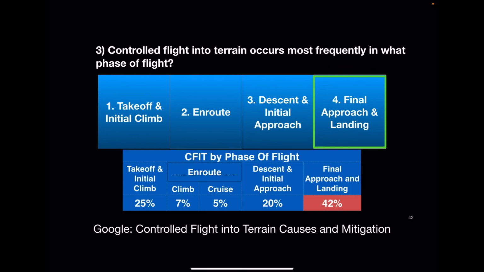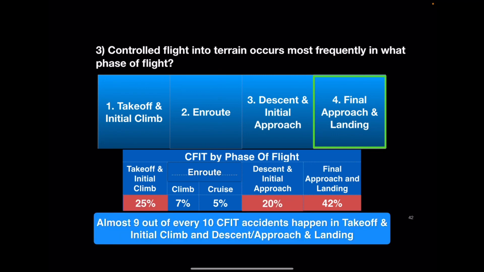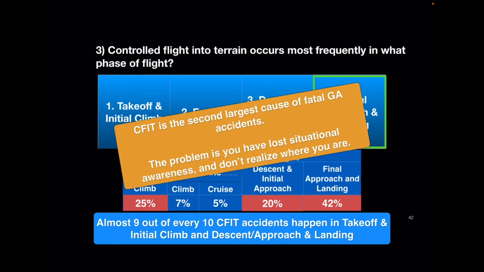Final approach and landing. And if you combine takeoff, descent, and final approach and landing, almost 9 out of every 10 CFIT accidents happen in those phases. Now, CFIT is the second largest cause of fatal GA accidents. And the problem is you've lost situational awareness and you don't realize where you are.